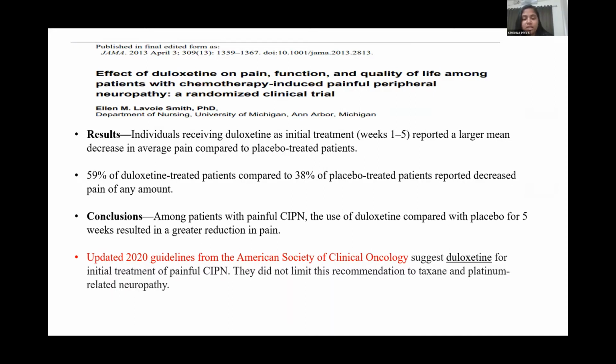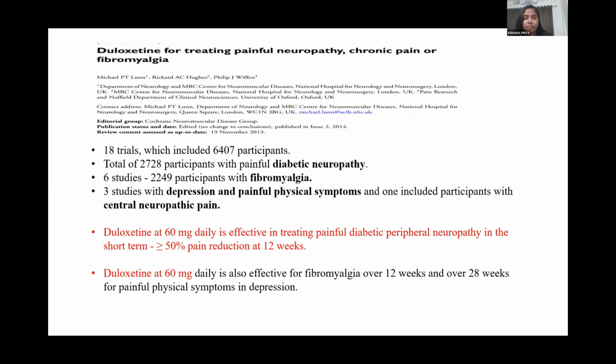The conclusion was, among patients with painful CIPN, the use of duloxetine compared with placebo for 5 weeks resulted in a greater pain reduction. So the updated 2020 guidelines from the American Society of Clinical Oncology suggest duloxetine for initial treatment of painful CIPN, and they did not limit this recommendation to taxane or platinum-related neuropathy.